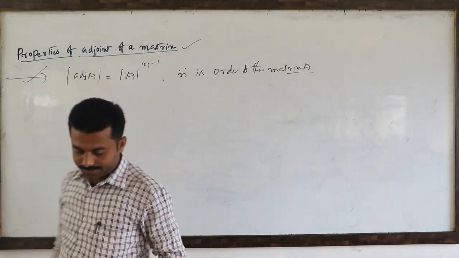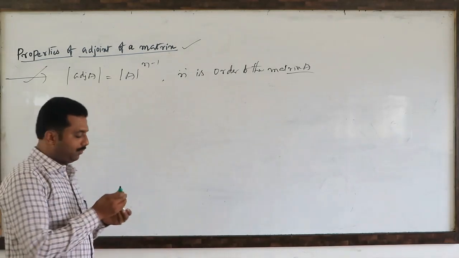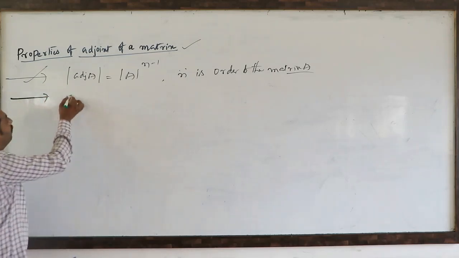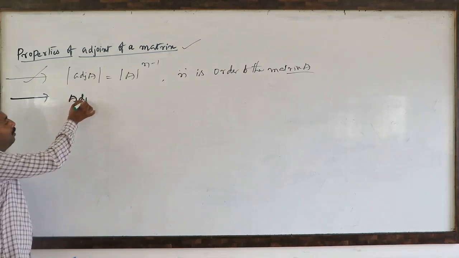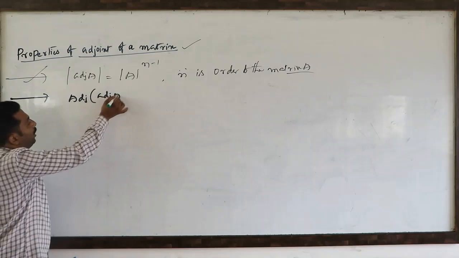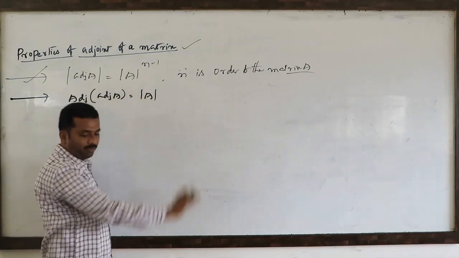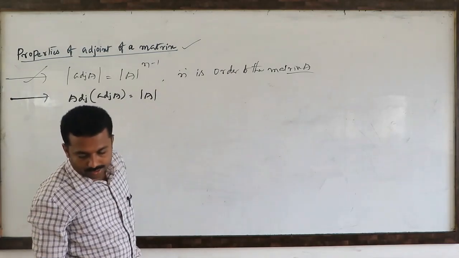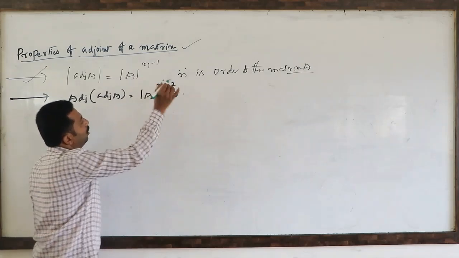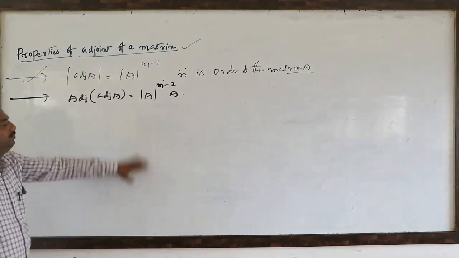Second result: adjoint of adjoint of A equals det A whole power n minus 2 into A, where n is the order of the matrix. We have to prove this result.